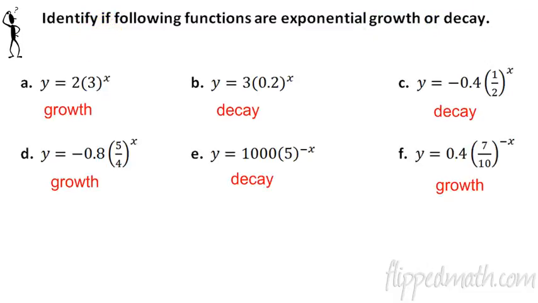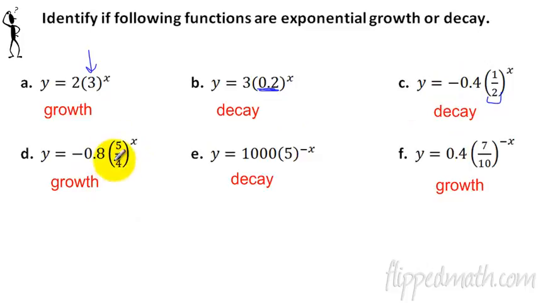And there are your answers. A is growth because the base here is larger than 1. Here the base is in between 0 and 1, so it's decay. Here the base is again in between 0 and 1, so it is decay. You get to completely ignore the initial value a. The a value, whether it's positive or negative, has nothing to do with the growth or decay function. It's only the base.